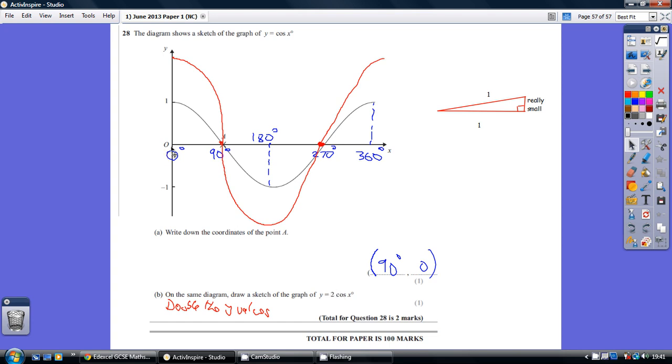So still 0 along, but instead of 1 up, it's 2 up. At 90 degrees, well, 2 lots of 0 is still 0. At 180 degrees, instead of -1, we're doubling the y coordinate to -2, and so on. So 270, 2 lots of 0 is still 0. 360, 2 lots of 1 is 2. So it basically stretches the curve in the y direction. So this is 2 and this is -2. Apologies for the rather dodgy sketch.